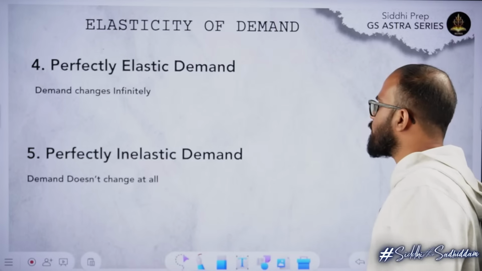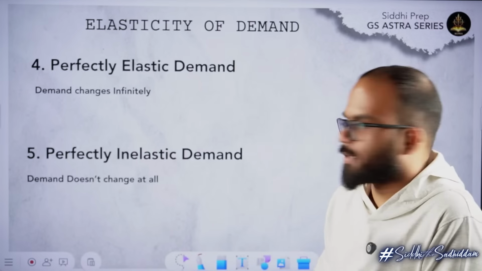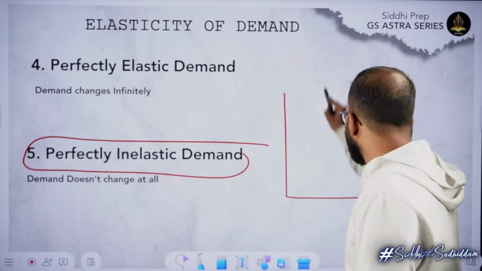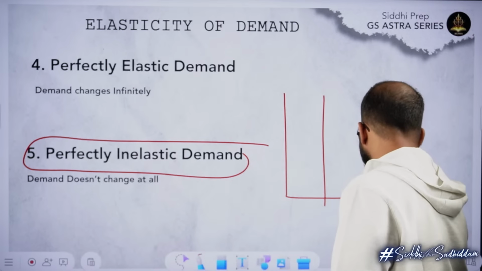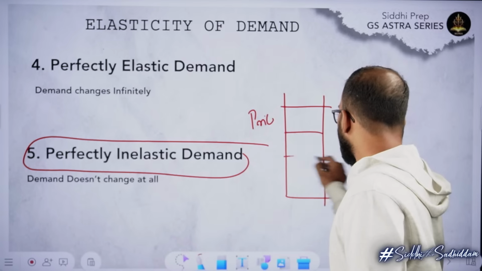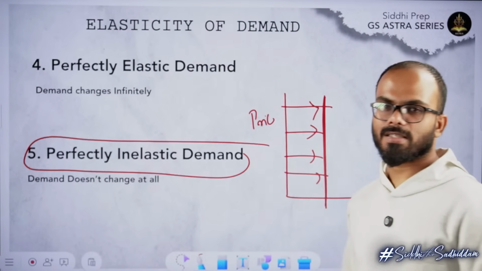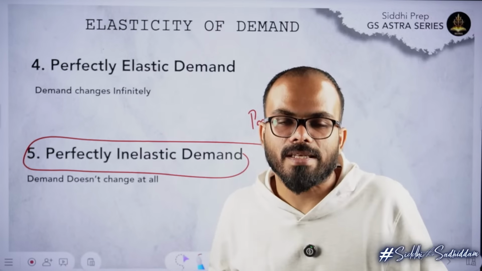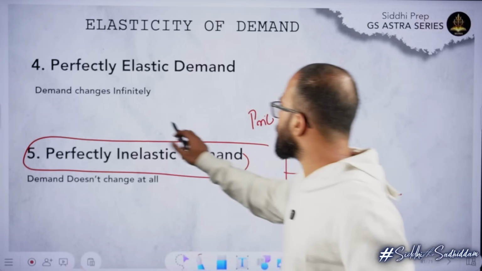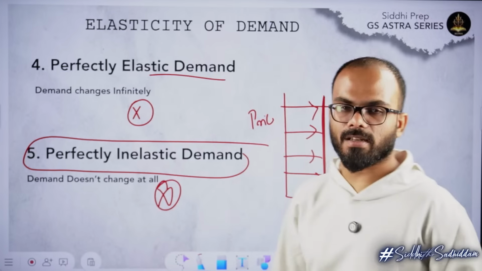And finally, we have perfectly inelastic and perfectly elastic. Perfectly inelastic is where there is no change with respect to demand. This is quantity, this is price. No matter what the price is, quantity demanded will not change. There is no change with respect to quantity. That is called perfectly inelastic demand. In real life, you can't find any perfectly elastic or perfectly inelastic example.